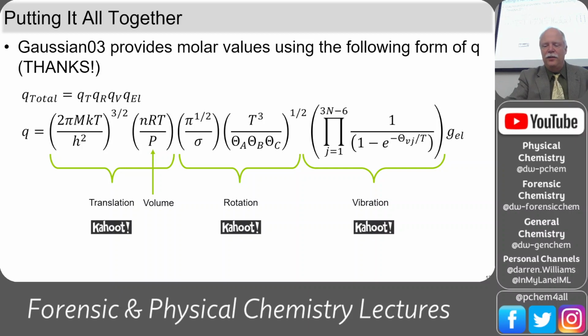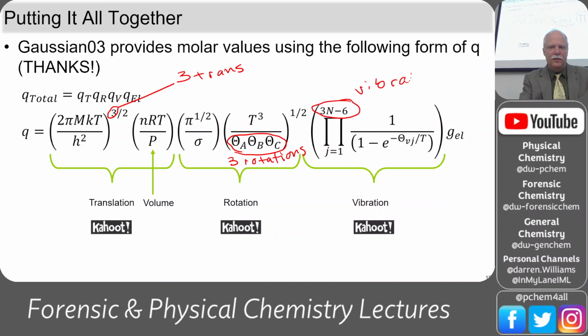And you can see all of the degrees of freedom. This is the 3 translations, right? 3 translations. Here's our 3 rotations. And then here's our 3n minus 6 vibrations. So that's kind of cool. We see those degrees of freedom in this equation.